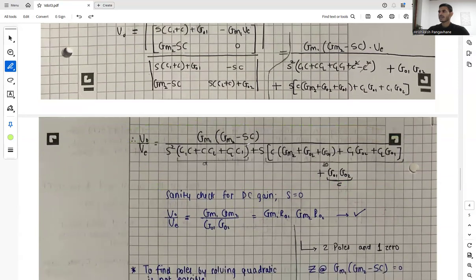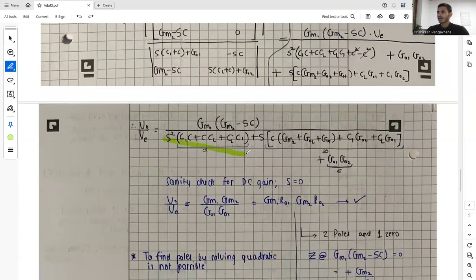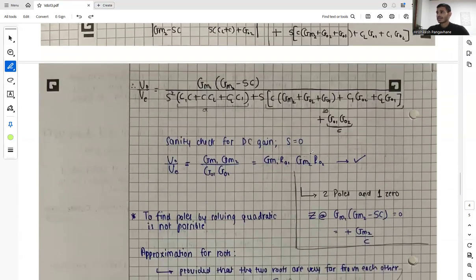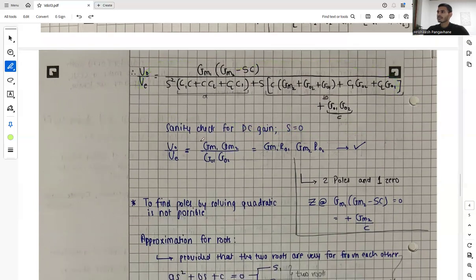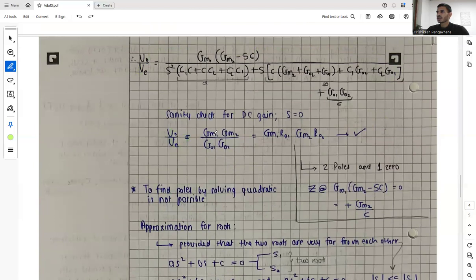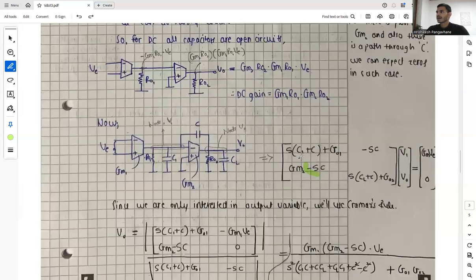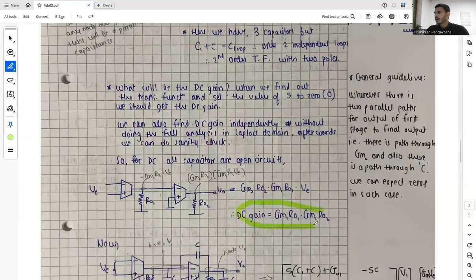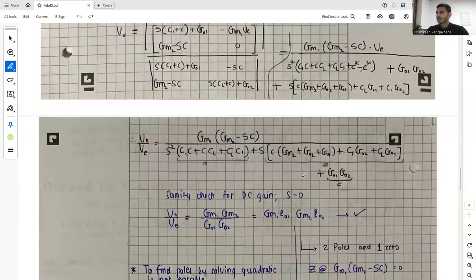That equation finally looks like this, with a denominator that is a quadratic in s square, s, and a constant. Let's say a, b, and c. Let's do a sanity check for DC gain. Let's say s equals 0, and we put s equals 0 in the whole circuit. We get our transfer function to be gm1 gm2 divided by go1 go2, which is basically gm1 ro1 times gm2 ro2, and hence our sanity check is true and we are on the right path.